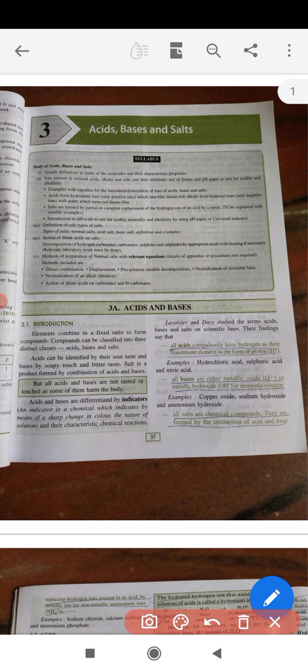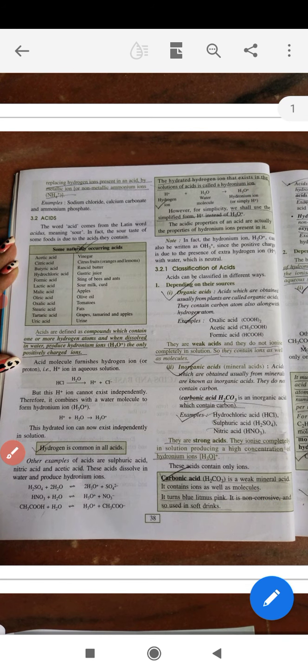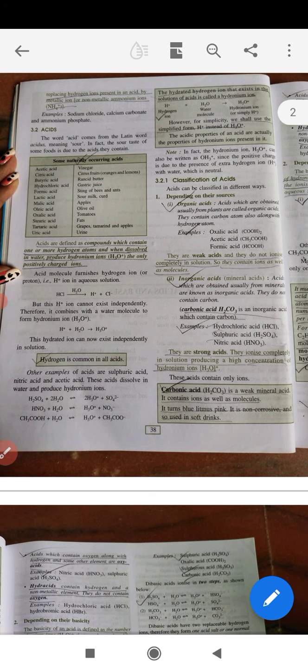Now salts are chemical compounds formed by the interaction of acid and base. So first we will learn acid and base. First come to the acid. The name comes from the Latin word acidus, which means sour. So the taste of any acidic substance is sour.